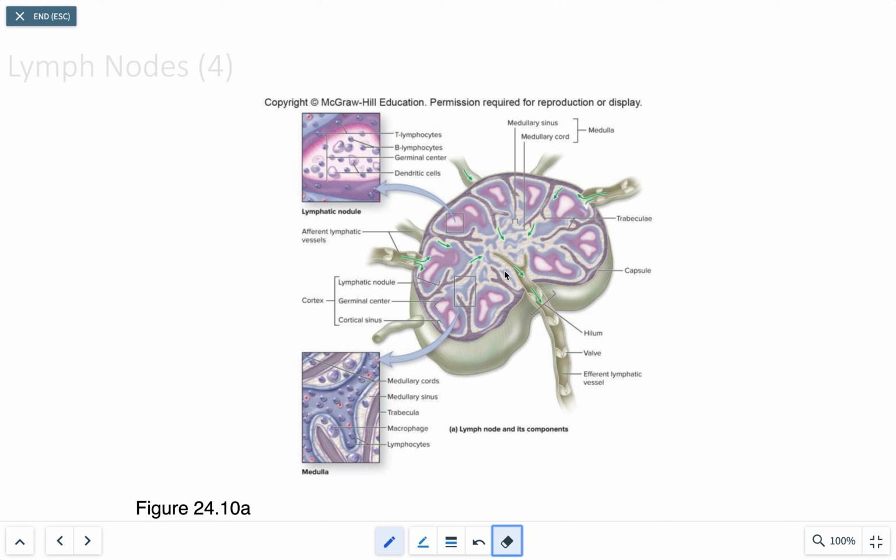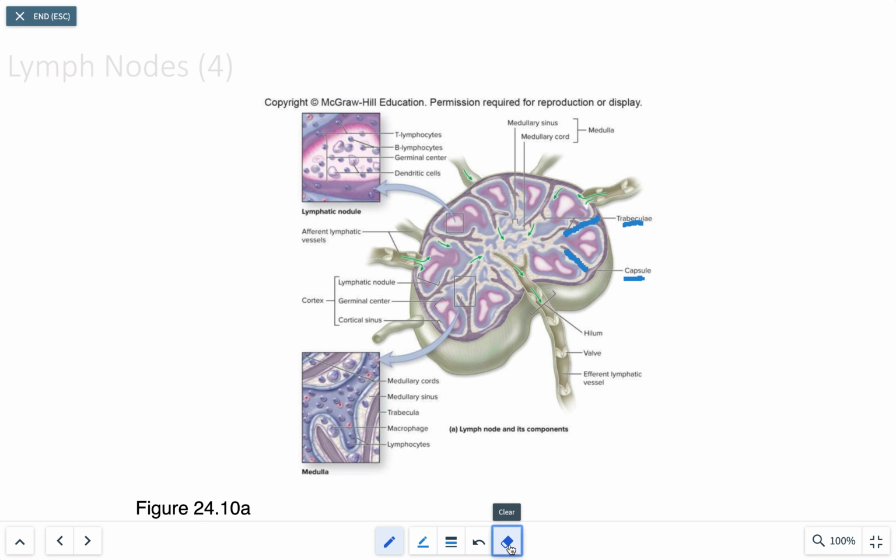So the first thing that we look at is the capsule. So the capsule is surrounded by a tough connective tissue, and its internal extensions are called trabeculae. They project into the nodules. It sort of compartmentalizes, so you can see the trabeculae here. It compartmentalizes here, and it's going to compartmentalize the cortex and the medulla.